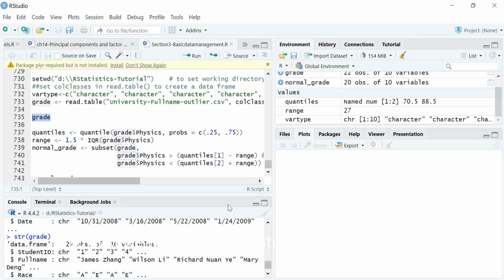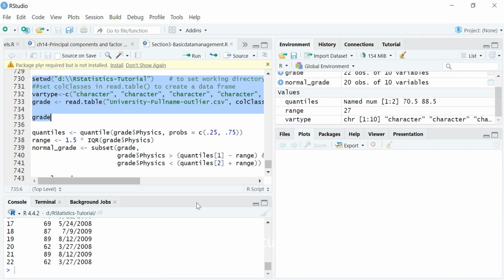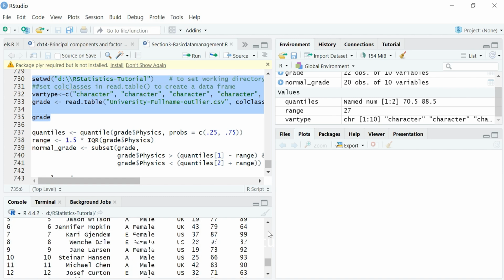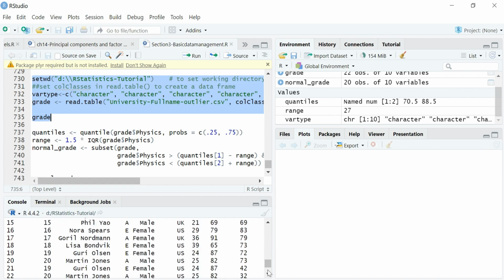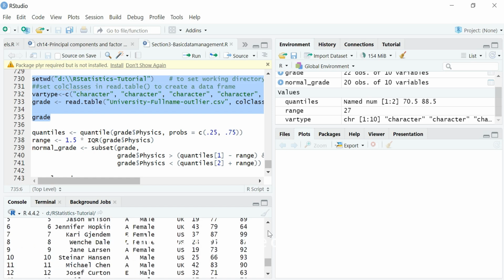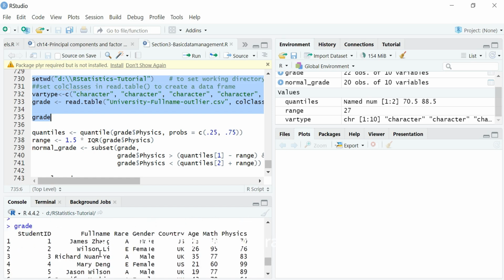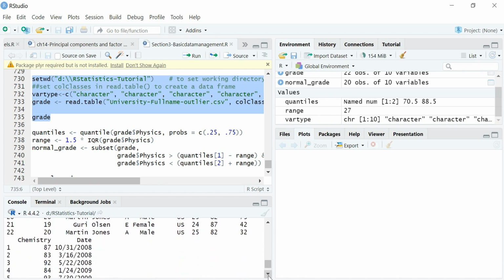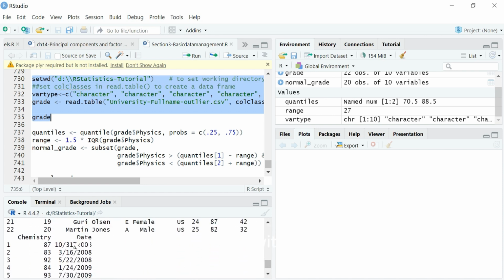So next we will show in RStudio how to implement removing outliers. So first we load a dataset called grade. So this grade is for the students' grade scores. You can see about 22 observations in the original dataset, and their full name and race, gender, country, age, and mathematics, physics, and chemistry scores, and with the test date.